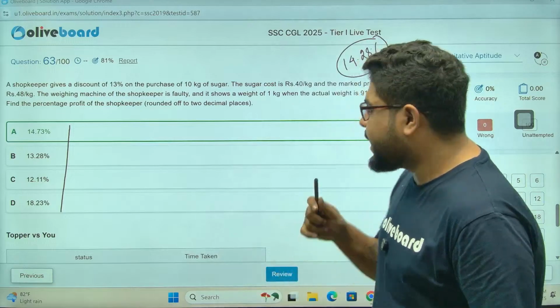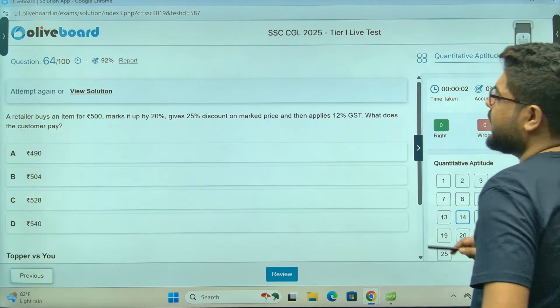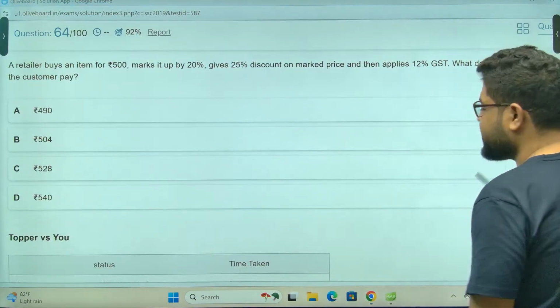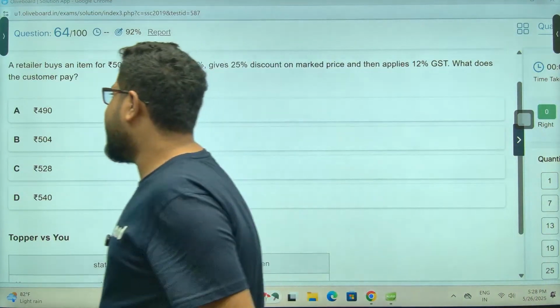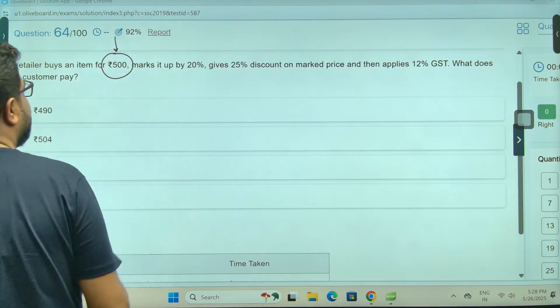Exam taking strategy is also something I'll take a session on YouTube only. We'll talk about these things. I've decided, it's in my plan. How to approach mocks, how to analyze mocks, those things.